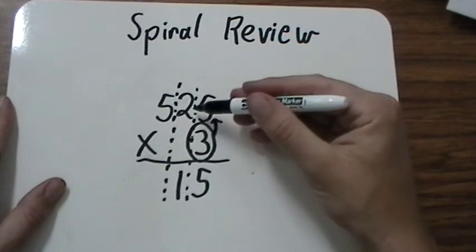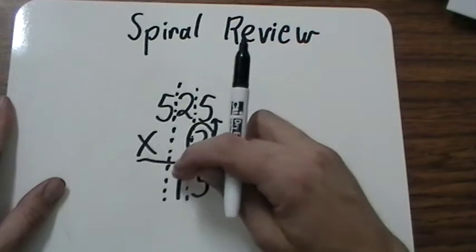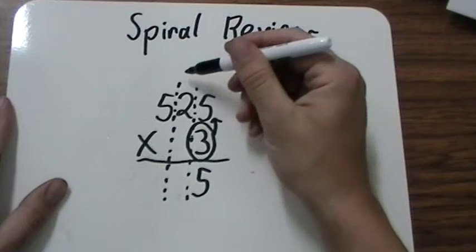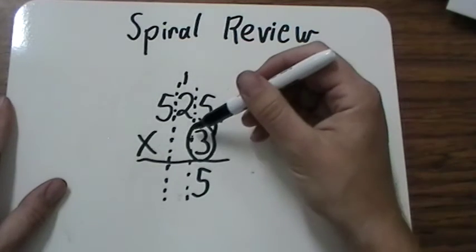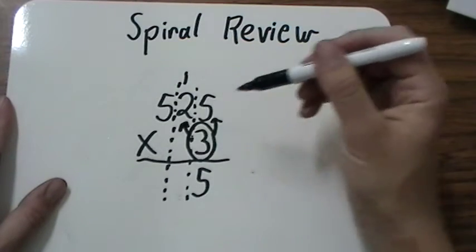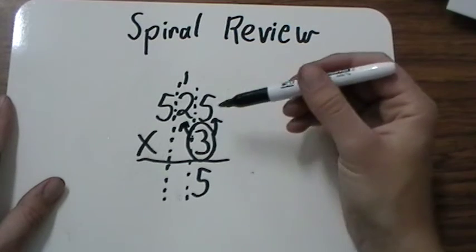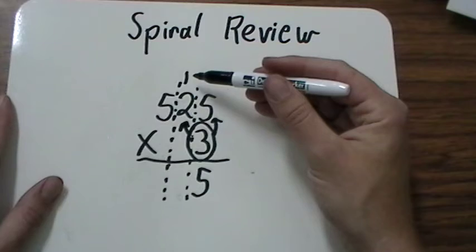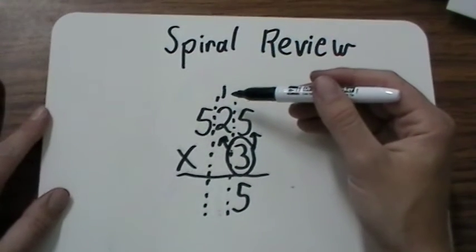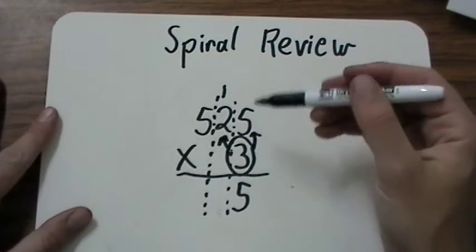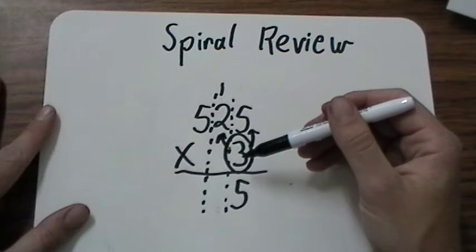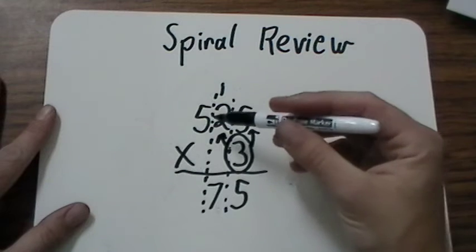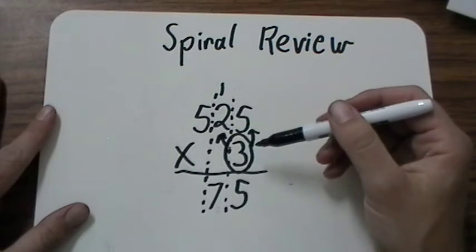Did I multiply by the 2 yet? No, I didn't. So I need to take this 1, and I actually need to carry it. All right? So now I do 3 times 2. 3 times 2 is 6. But now I add this 1. That's the tricky thing you got to remember when you're carrying. I add this 1. When I add this 1, well, what's 6 plus 1? 7. Do I need to carry anything? No, I don't, because 7's a 1-digit number.